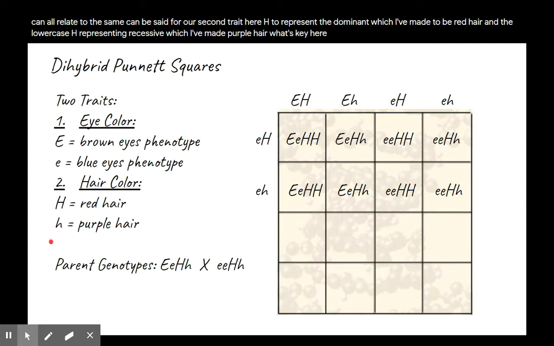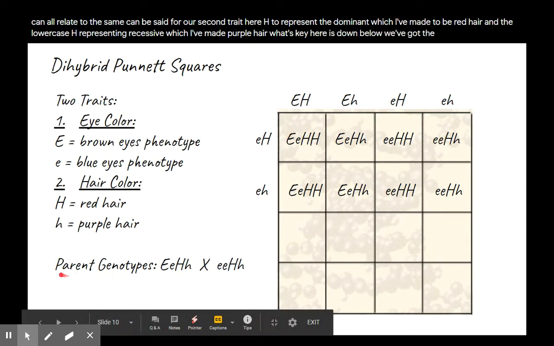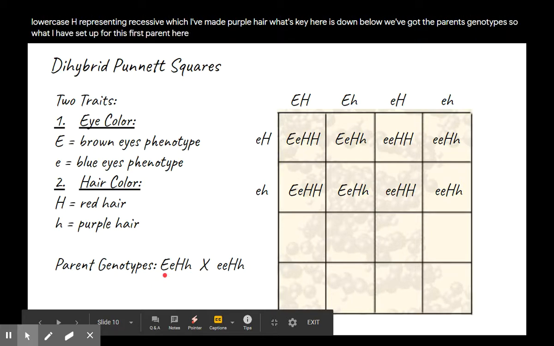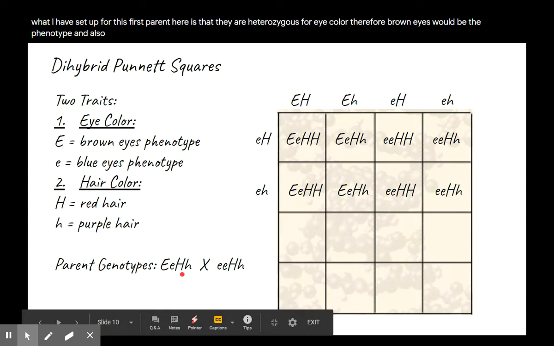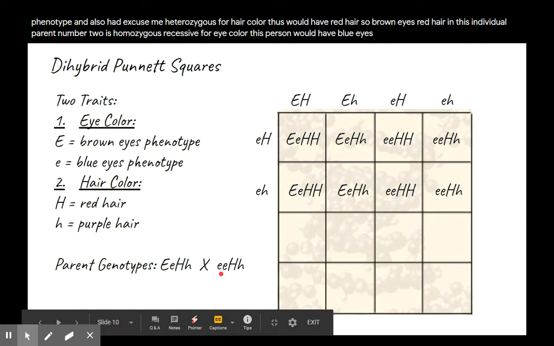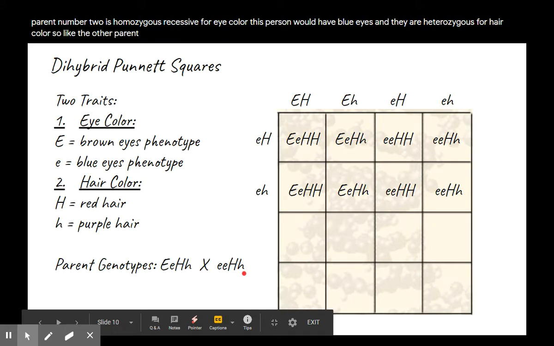What's key here is down below. We've got the parents' genotypes. So what I have set up for this first parent here is that they are heterozygous for eye color. Therefore, brown eyes would be the phenotype. And also, heterozygous for hair color, thus would have red hair. So brown eyes, red hair in this individual. The other parent, parent number 2, is homozygous recessive for eye color. This person would have blue eyes. And they are heterozygous for hair color. So like the other parent, would also have red hair.